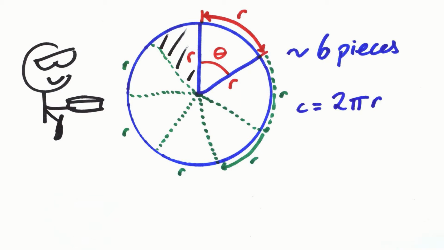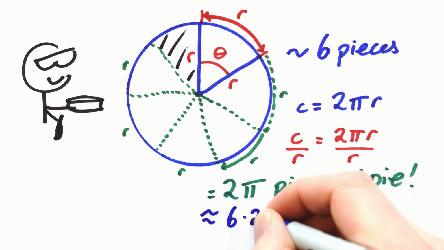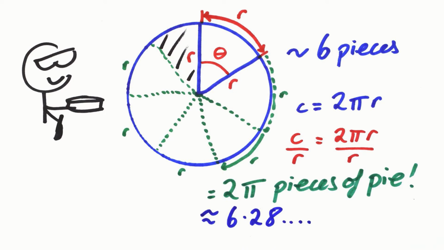Let's now divide this by the length of crust in our original slice. 2 pi r divided by r gives us 2 pi. And this is our answer. We are able to get 2 pi slices of pie out of our pie, or roughly 6.283 slices. Maybe this would have been less confusing if we'd made a cheesecake instead.